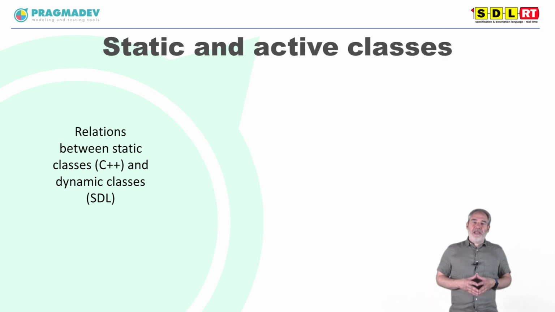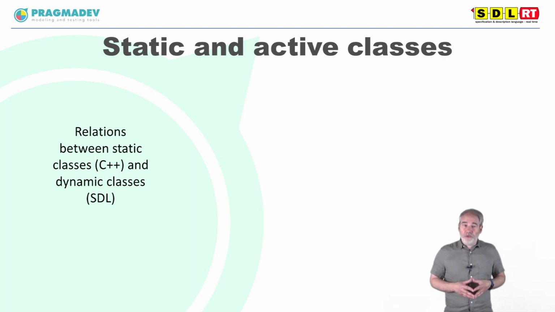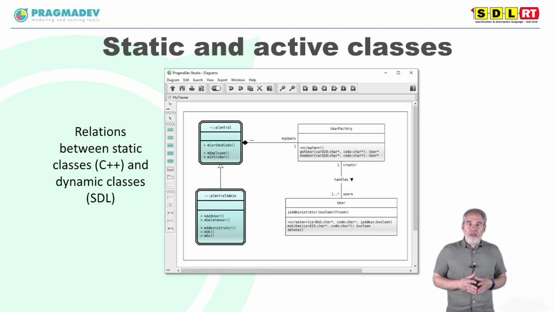Now that we have looked at the basic relations between classes, one of the key representations in SDL-RT is the ability to show the relation between the active and the passive classes in the same diagram. In this example, the class of process P central is composed of one instance of user factory named myUsers. myUsers handles 1 to any number of users. On the left, P central admin is a specialization of P central. That implicitly means that an instance of P central admin will have a myUsers attribute that handles a set of users. In other words, myUsers are visible in the context of execution of one of the instances of P central admin.